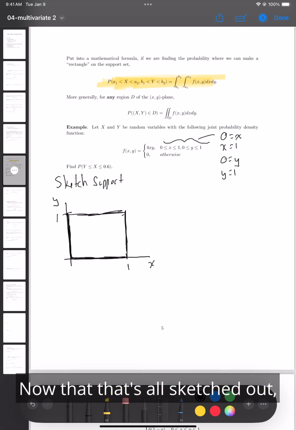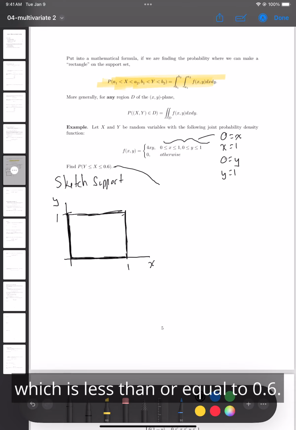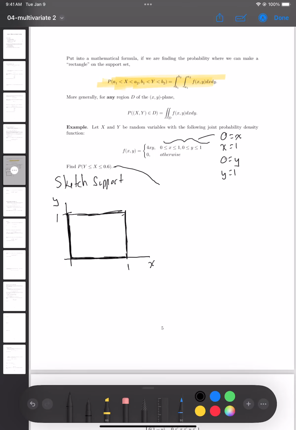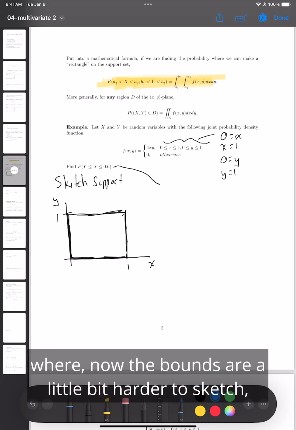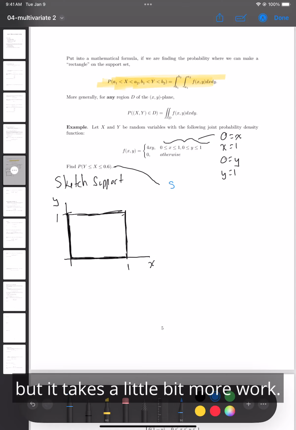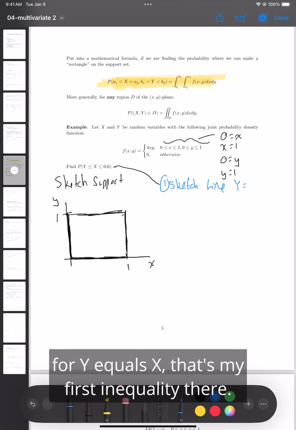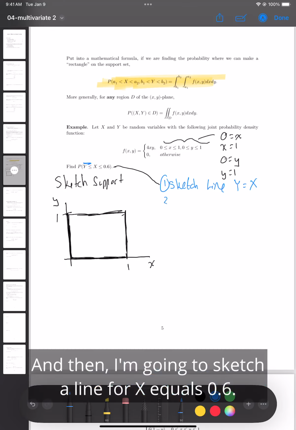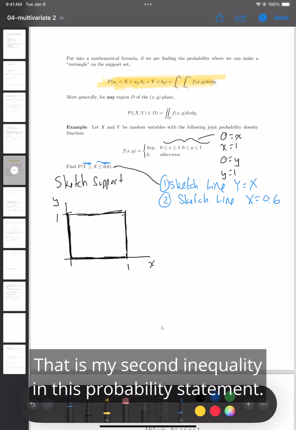Now that that's all sketched out, we're interested in finding the probability that y is less than or equal to x, which is less than or equal to 0.6. And I'm going to use this exact same strategy, where now the bounds are a little bit harder to sketch. They're still not too bad, but it takes a little bit more work. I'm going to sketch a line for y equals x. That's my first inequality. And then a line for x equals 0.6. That is my second inequality in this probability statement.